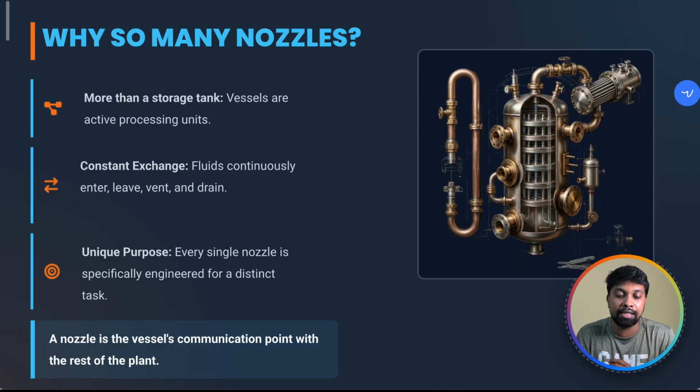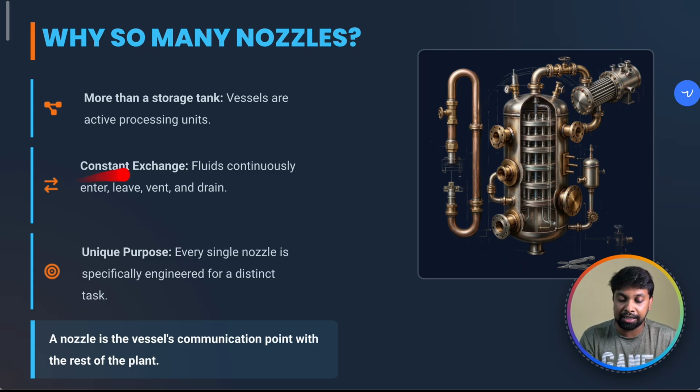First thing we need to answer is, why so many nozzles? There are many nozzles, right? You can see there are different kinds of nozzles assembled in this pressure vessel. Why? Pressure vessels are not only storage tanks, they are an active processing unit. There must be a continuous process inside the pressure vessel. If the process is very low, we see very few nozzles. If the process is relatively high, we see many nozzles on the pressure vessel.